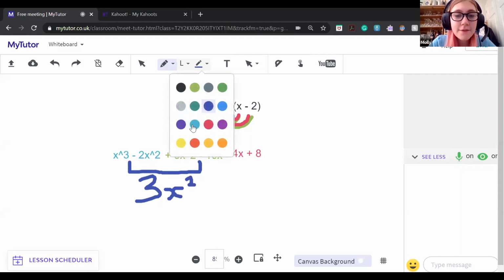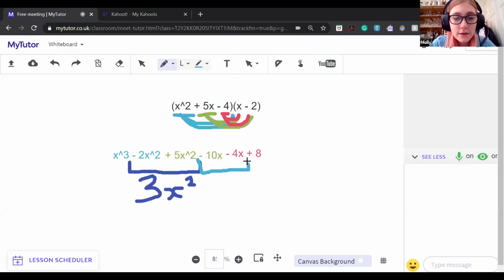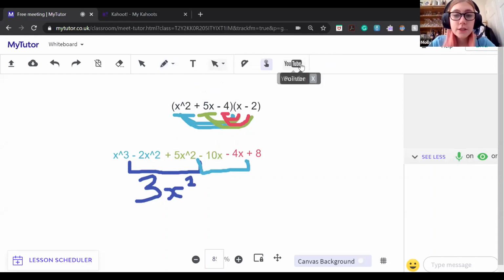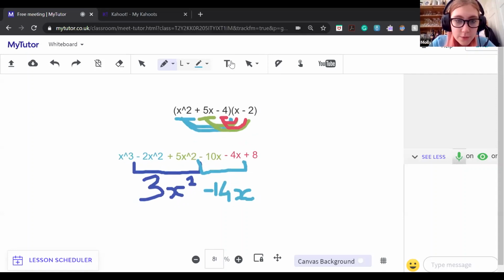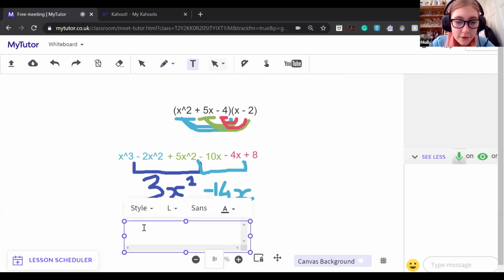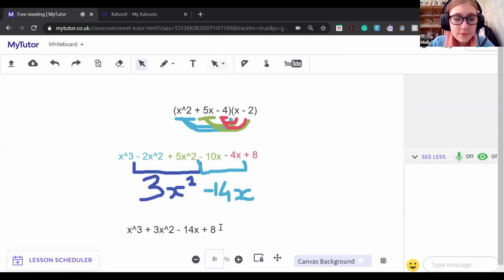And similarly, if you look at the x's, we've got 2 things with an x on the end. So we've got a minus 10 and a minus 4. Add them together, you get minus 14. So this becomes minus 14x. And then there's only one constant number, something with no x's in it, so we can't do anything with that. So we just write out what we have: x cubed plus 3x squared minus 14x, add that 8 on the end. So hopefully that was slower and made a bit more sense as to why I was doing all of that.